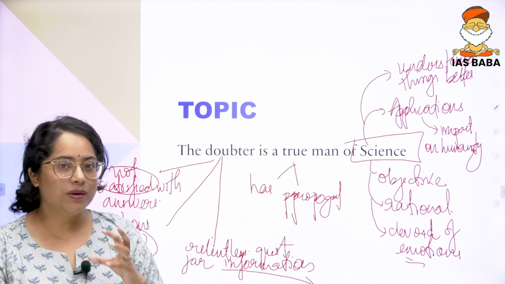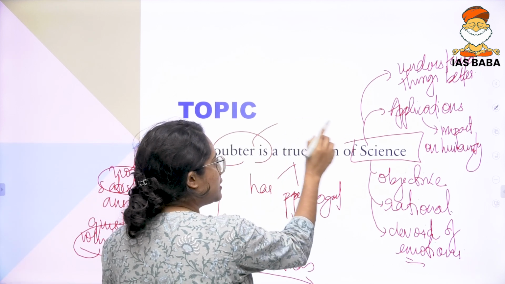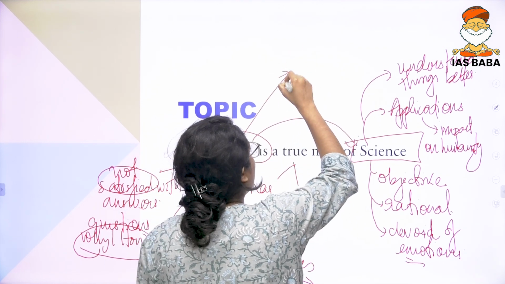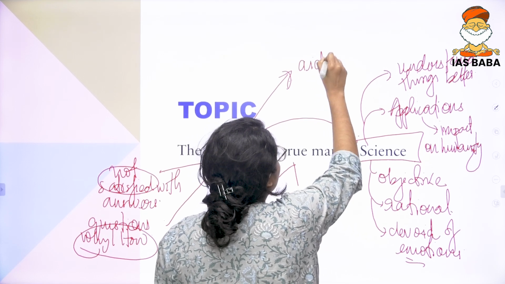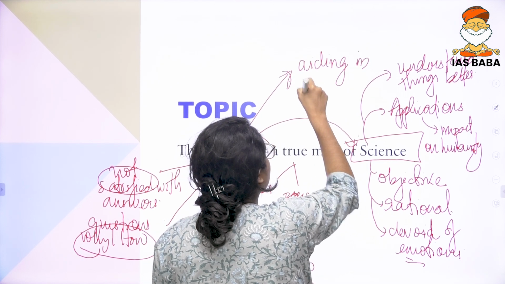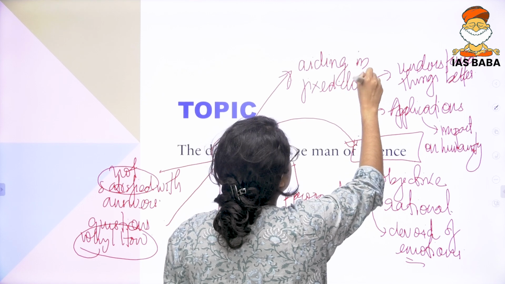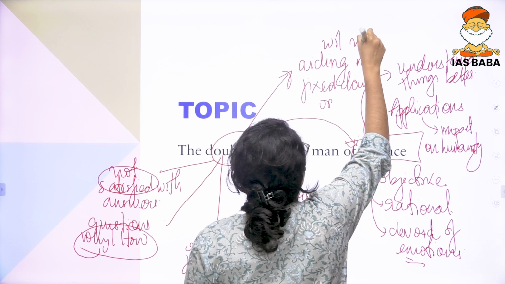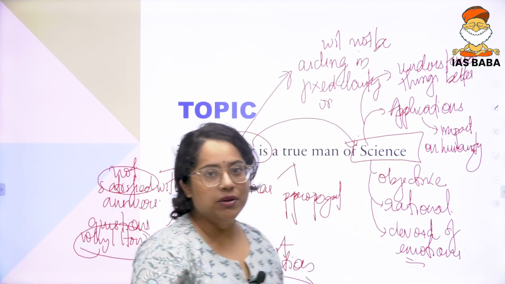So, the problem over here is that the doubter can be the true man of science in the right questions he asks, but also the doubter will not be aiding in having a very fixed clarity on things. And that can be the flip side of it.